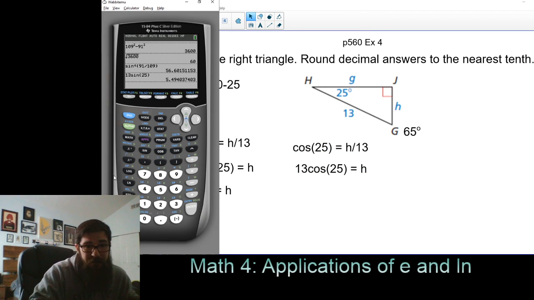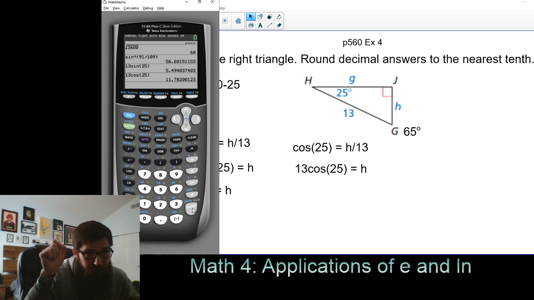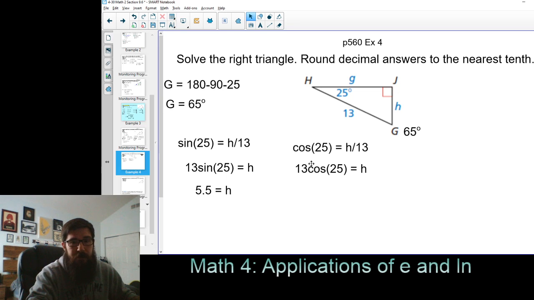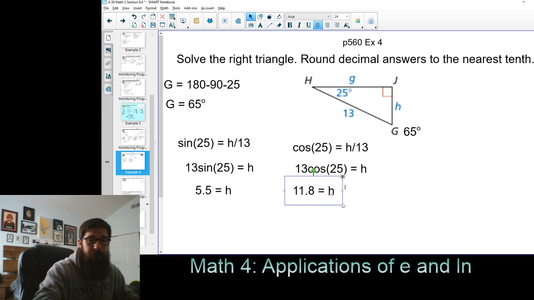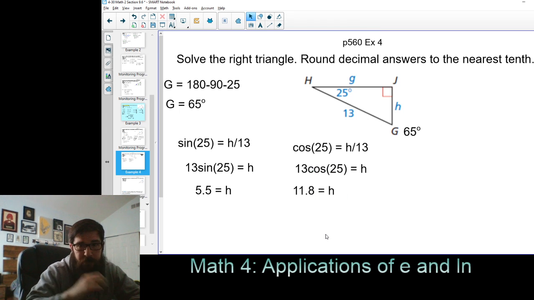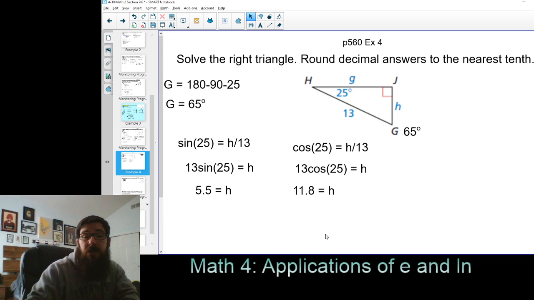What's 13 cos of 25? Just like last week, you just got to go type it in a calculator, see what you get. 13 cos of 25, 11.8 is what we're going to call that because we're rounding to the nearest tenth. We have all three angles, 90, 25, 65. We have all three sides. 5.5 is H, 11.8 is G, 13 was given. It says solve the right triangle, find all three sides, find all three angles. We have to give you basically three pieces of information and you can find the rest.